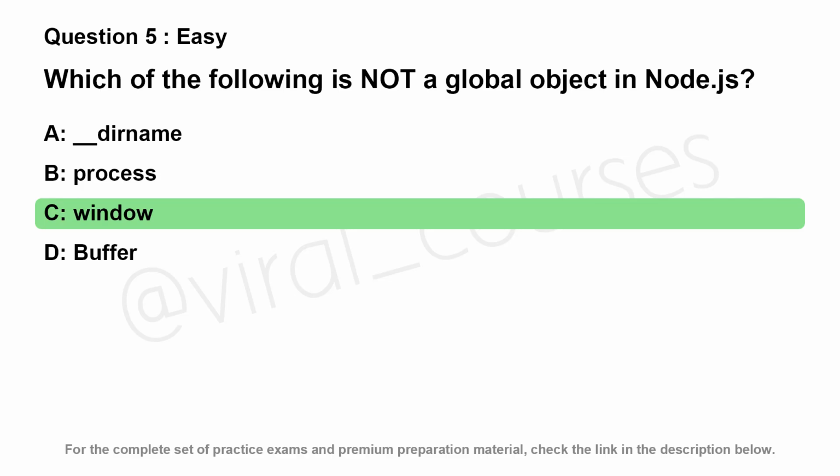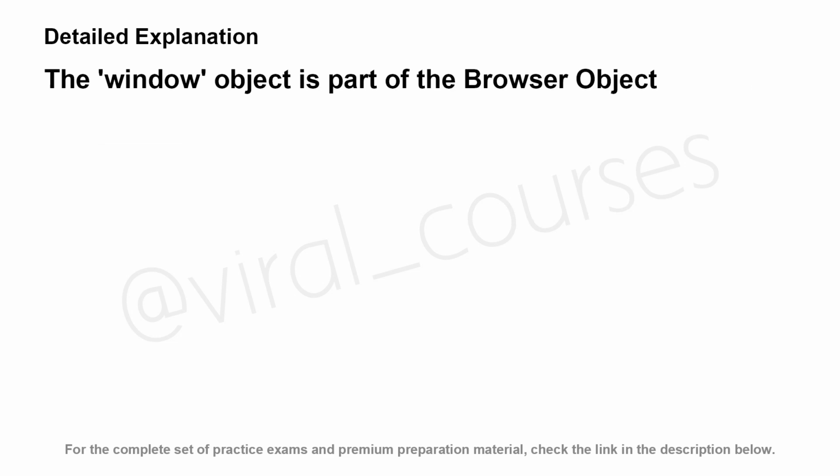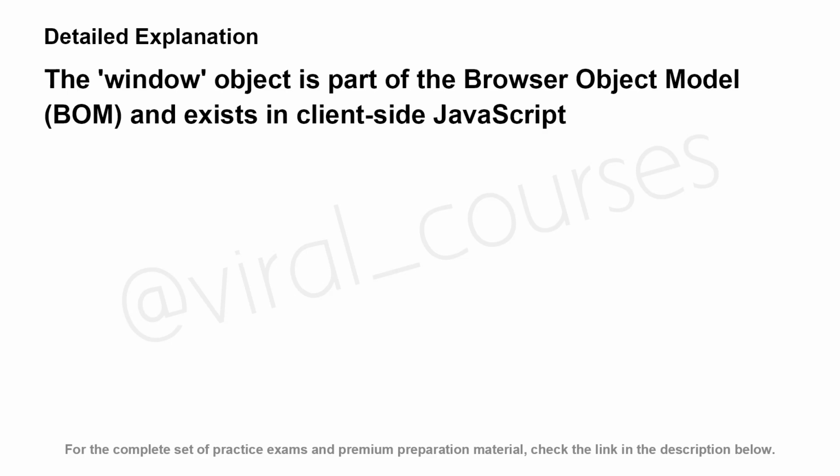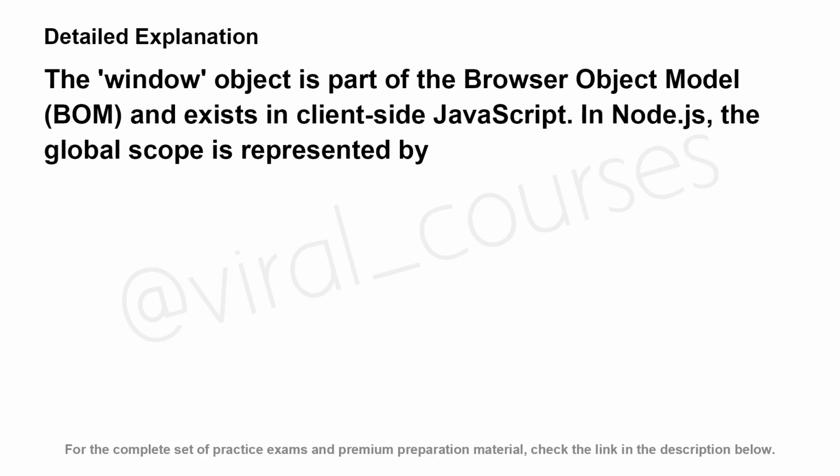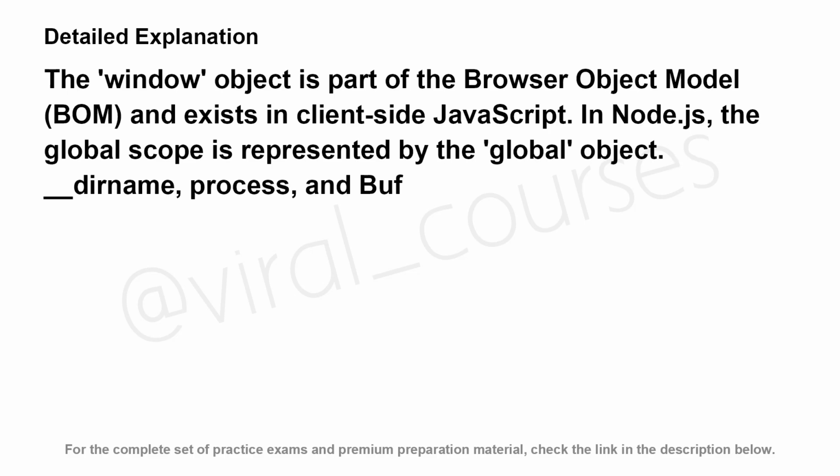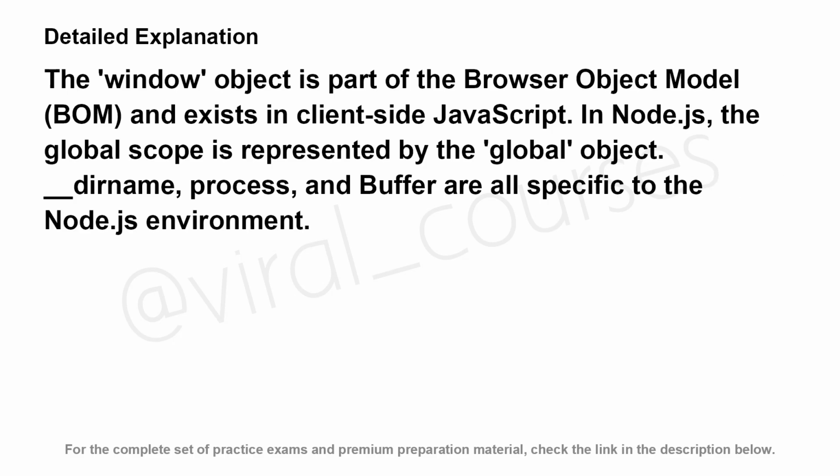The correct answer is C. The window object is part of the browser object model, BOM, and exists in client-side JavaScript. In Node.js, the global scope is represented by the global object. __dirname, process, and buffer are all specific to the Node.js environment.